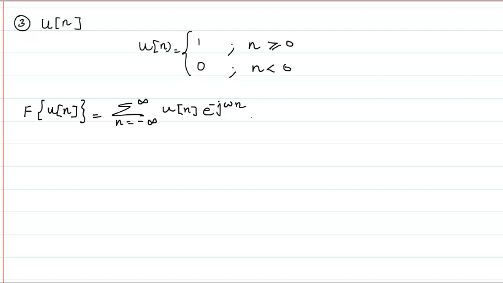which, since u of n is existing only for n is equal to 0 and up, the summation changes from 0 to infinity. U of n value is equal to 1 for this range, so multiplied with e raised to power minus j omega n.